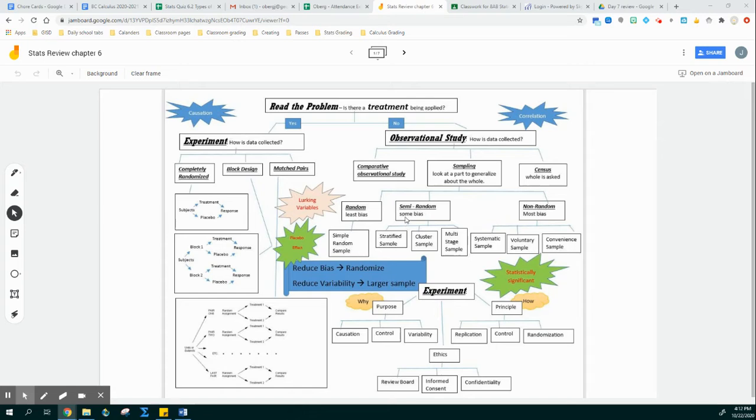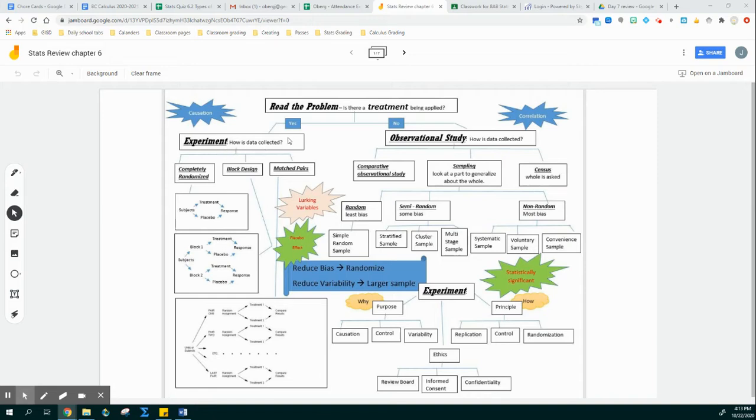There were 3 semi-random samples: the stratified, the cluster, and the multi-stage. If you want a review of those, go look at the video for the review for chapter 5. And the most bias were the systematic, voluntary, and convenience samples. If you're over on this side of the flowchart, you can only get a correlation from your data. If you come over here to the yes side, you're looking at an experiment. This is where we have a cause and effect relationship. If this happens, then this will happen. We can prove cause and effect with an experiment.